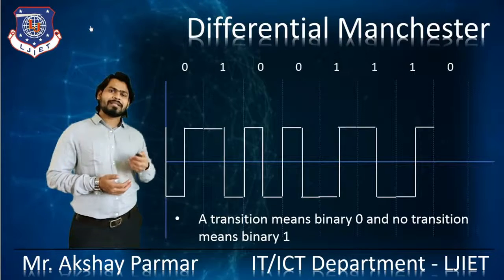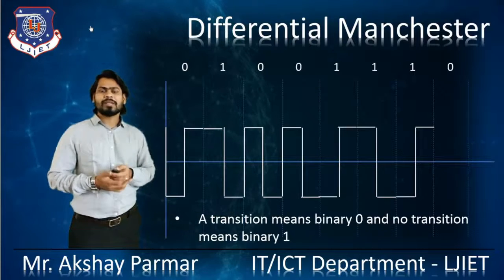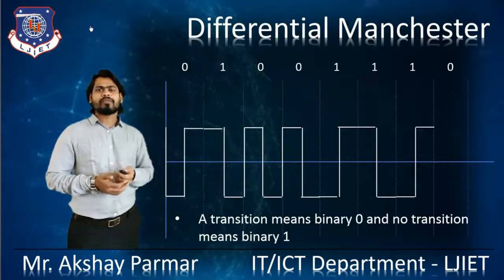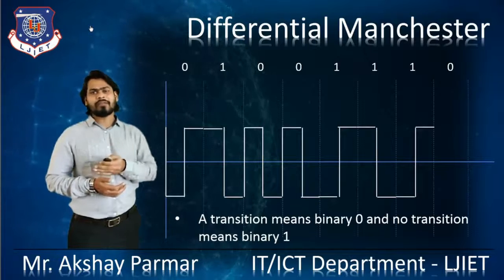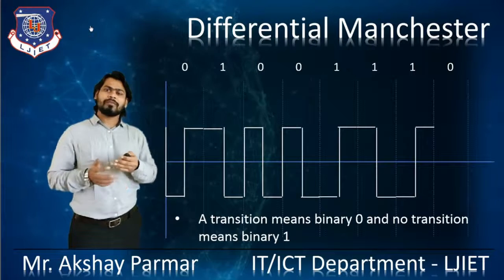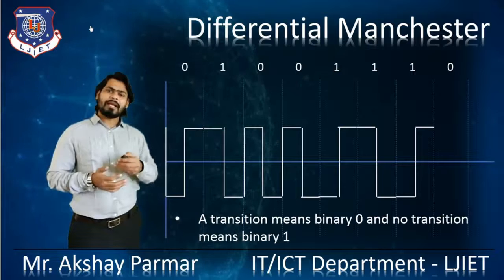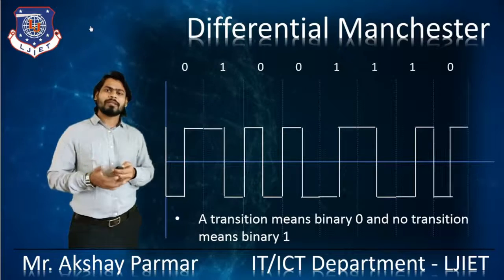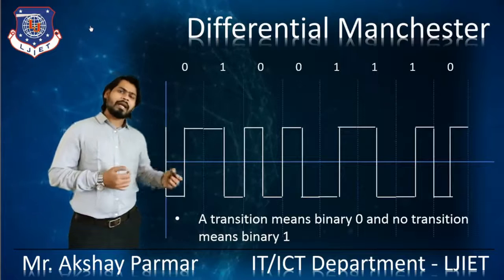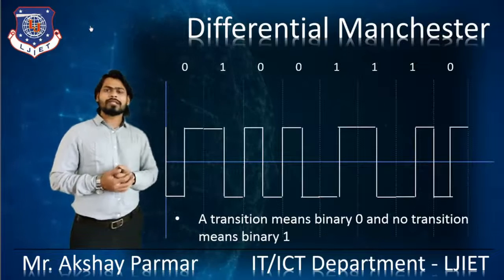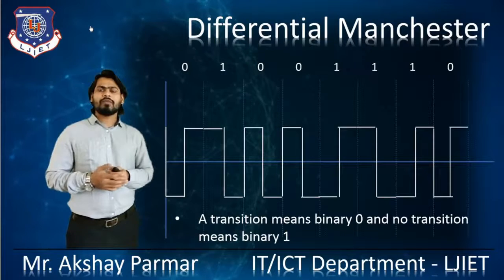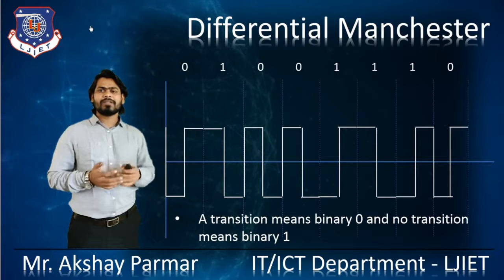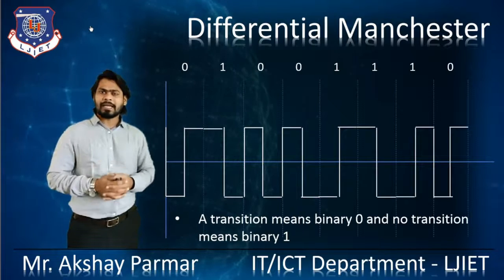After that, the last bit is 0. To represent the bit 0, there is no transition change, so we will follow the transition of the previous bit. The previous bit was the negative voltage to the positive voltage, so we will follow that rule and represent the last bit 0 by the negative voltage to the positive voltage transition, right? So that's how we represent the bit sequence in the differential Manchester encoding technique.